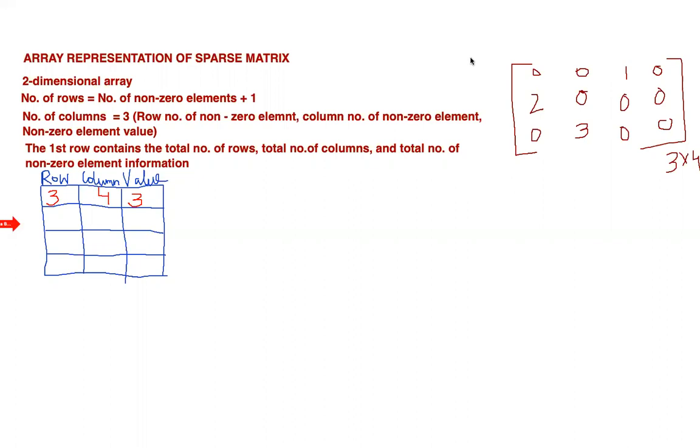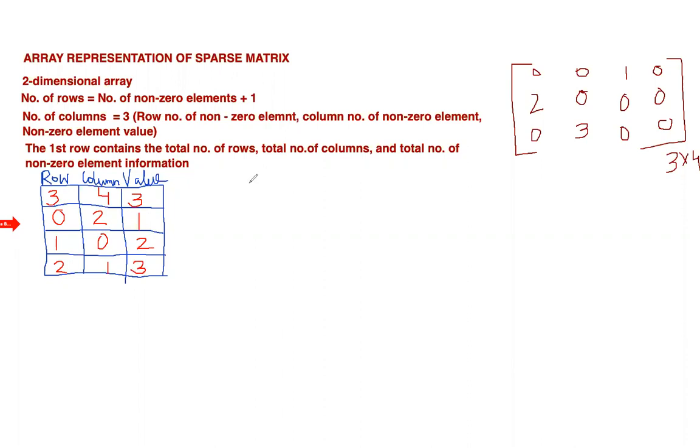So we will come back here. And what are we going to note down? We are going to note down 0, 2, 1, that is, the 0th row, second column is having the non-zero element 1. Similarly, the first row, 0th column is having the non-zero element 2. The second row, first column is having the non-zero element 3.